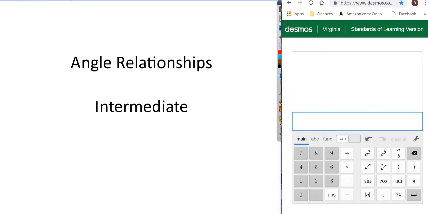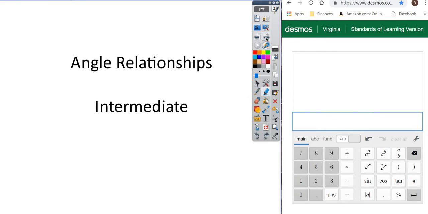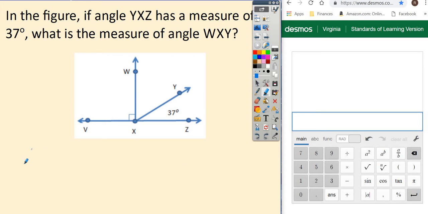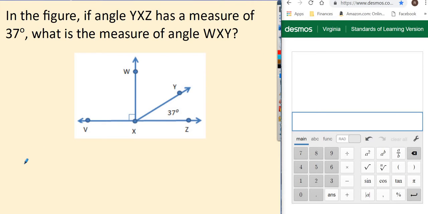Okay, so now we're going to go over angle relationships. These are our intermediate questions. In this figure, we say if angle YXZ is 37 and has a measure of 37 degrees, what's the measure of angle WXY? So we're looking for this angle right here.